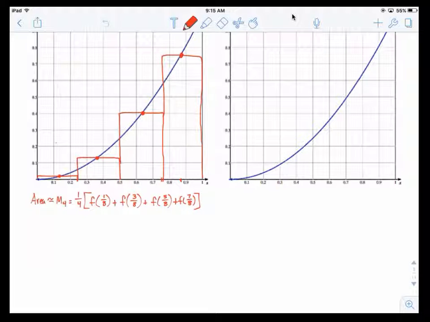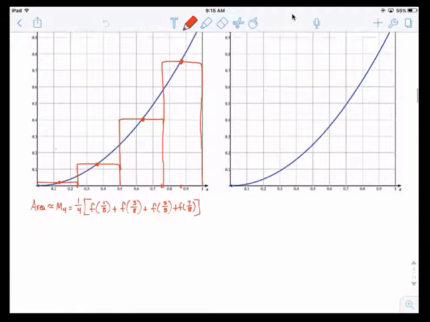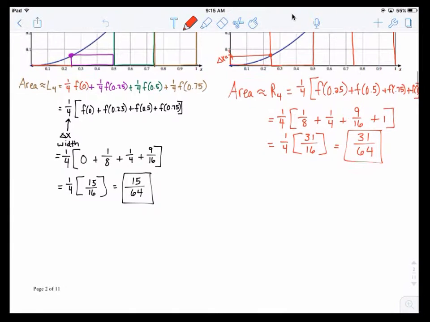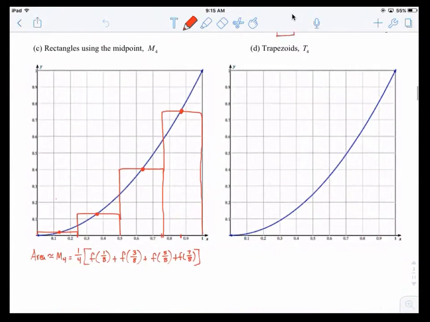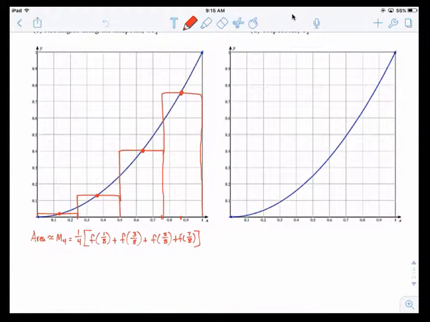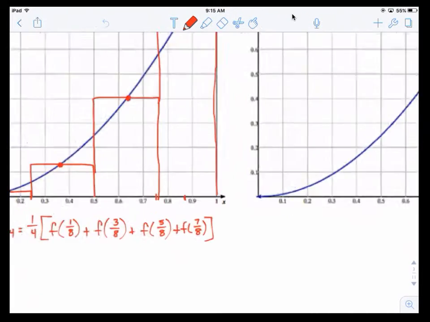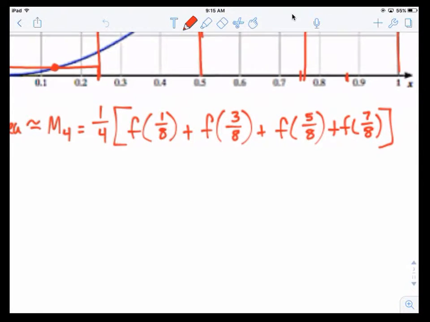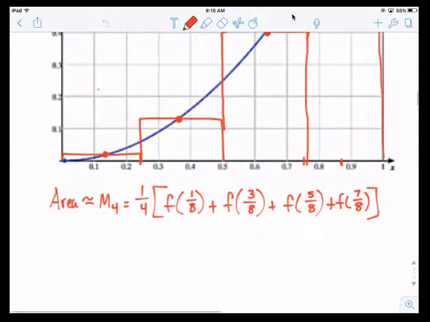Okay, so we were doing midpoint yesterday. So we did left, right, we started coming up with midpoint, right? Alright, so our width was 1/4. So the midpoint of that would be 1/8, and then so on.